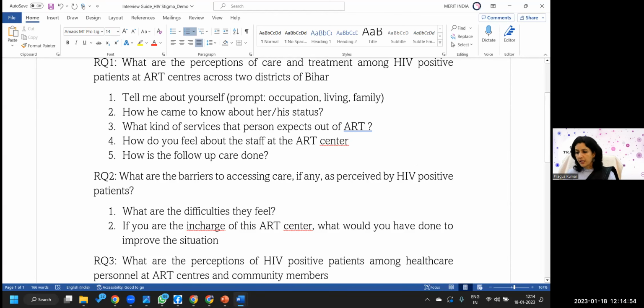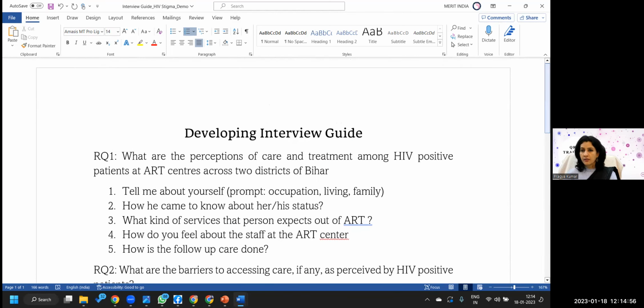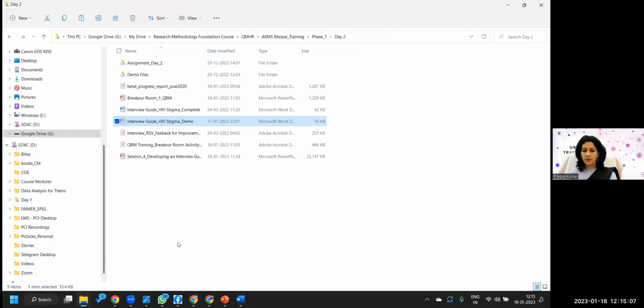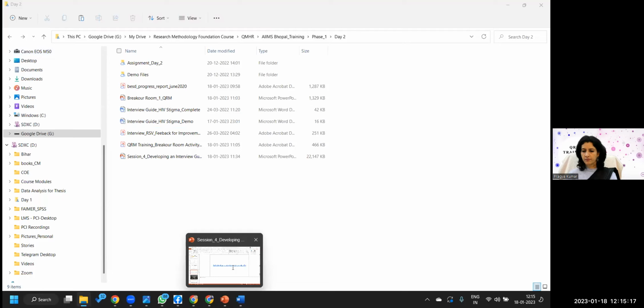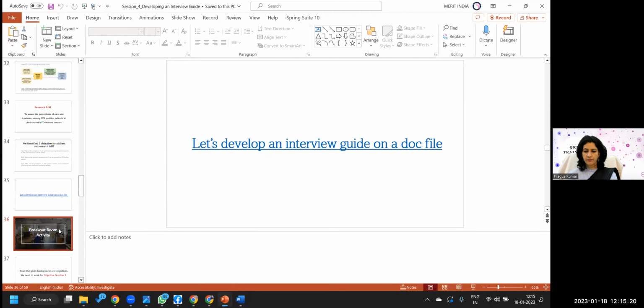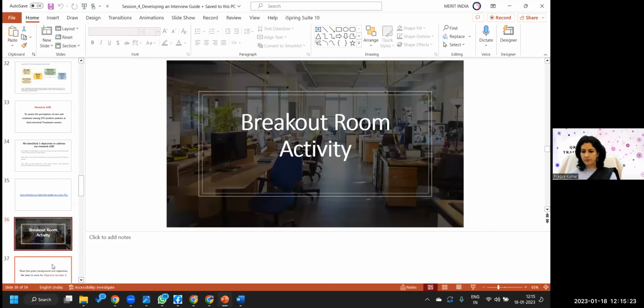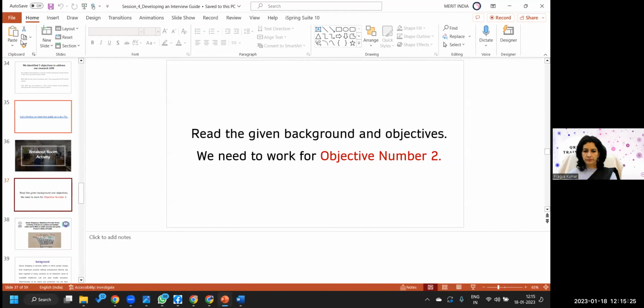So now there is a breakout room activity. And how many breakout rooms are we? Okay, so I will just read out the activity for you and what you are supposed to do. So this activity is here.